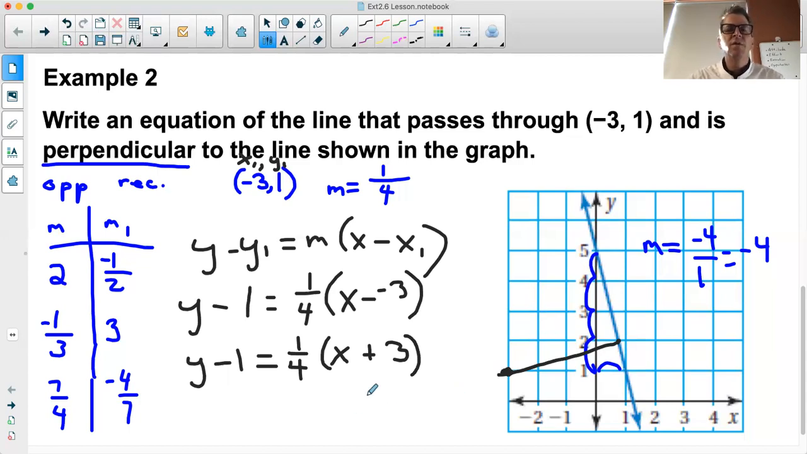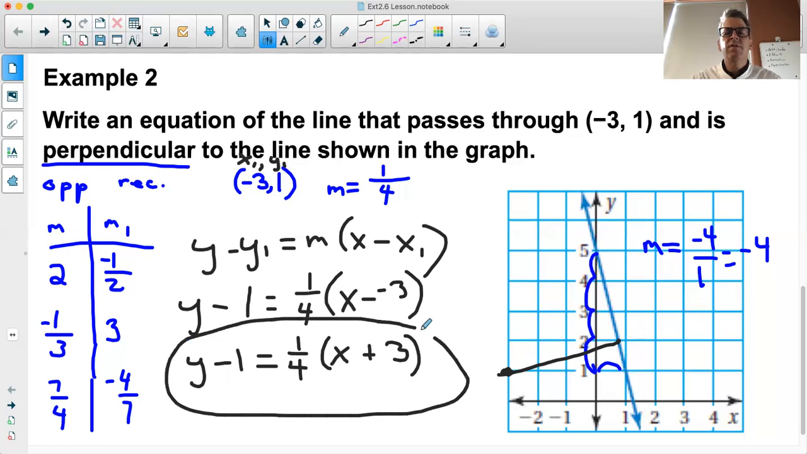So again, what's our I can statement here? We're looking for writing equations. I can circle my answer here. We're writing equations of lines parallel, same slope, and perpendicular, opposite reciprocals of lines that are either shown like we had or given. So short lesson today.